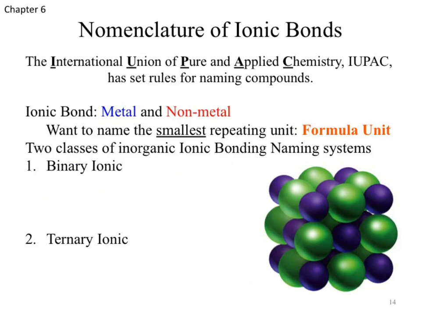So we're now going back to Chapter 6, or going into Chapter 6, to look at naming. So now that we've got an understanding of what ionic bonds are, we want to be able to name these compounds once we've got them. Okay?